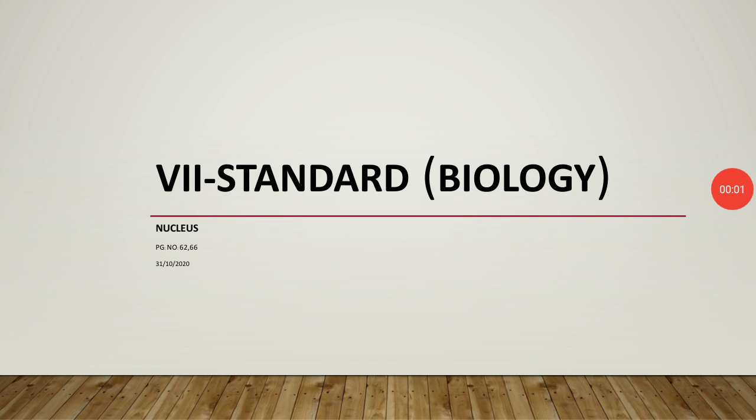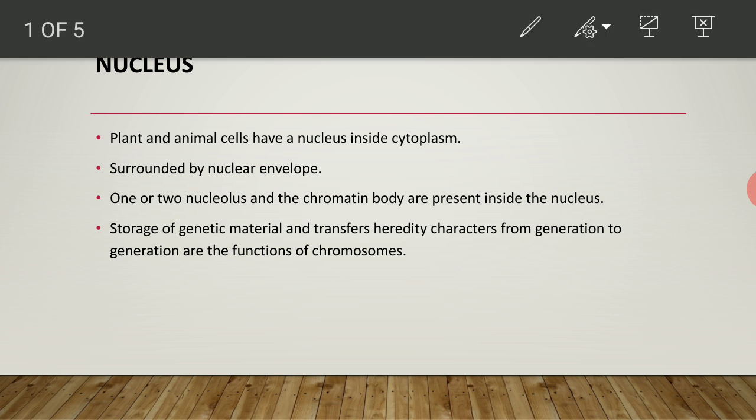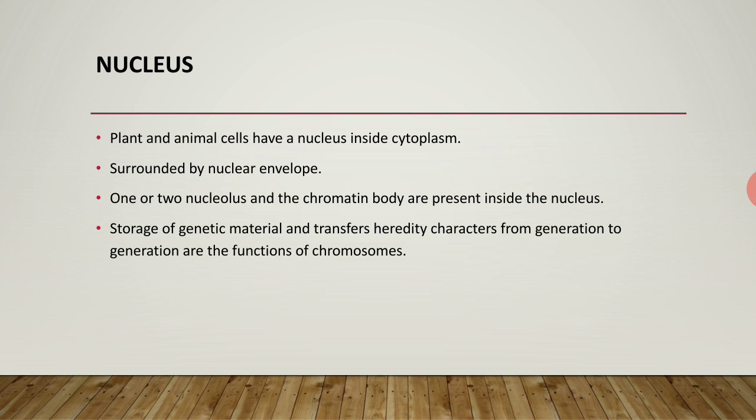Good morning everyone. In today's class we are going to see the topic nucleus, on page number 62 and 66. It means page number 66 is about the nucleus, and page number 62 is about a plant cell. Okay, so that is what we are going to see in today's class. So first, what is meant by nucleus and where is it present?